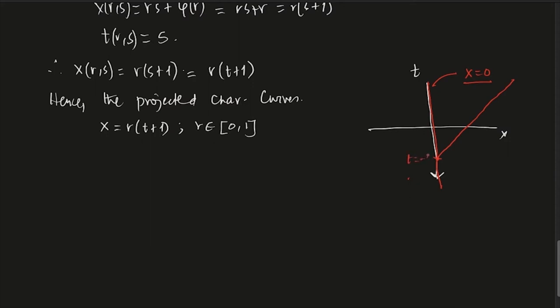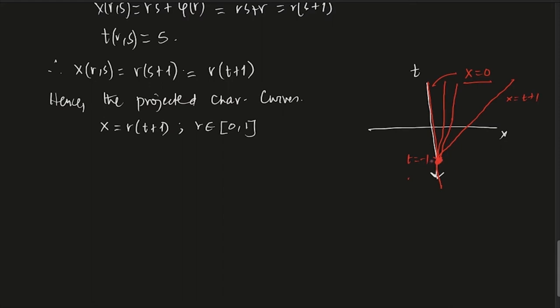T equals minus 1, this point. This is x equals t plus 1. This is another projected characteristic. And if r varies between 0 and 1, every projected characteristic will lie here. These are all straight lines. I am not very good at drawing, so you understand this. These are all straight lines, and they will all meet at this point, right?